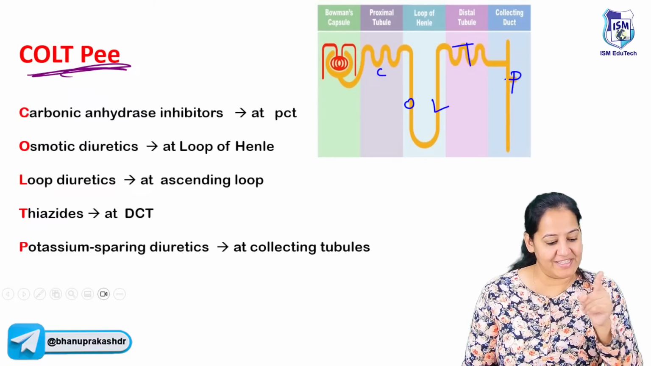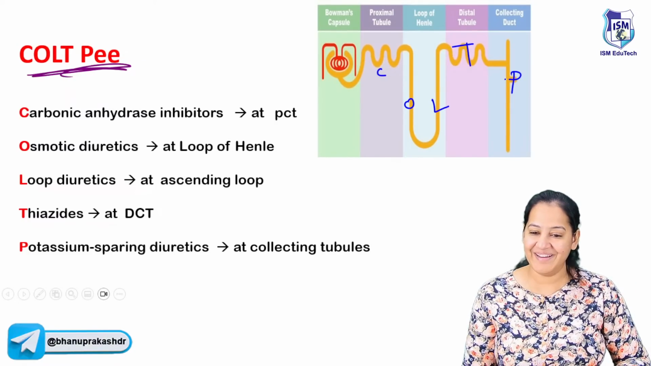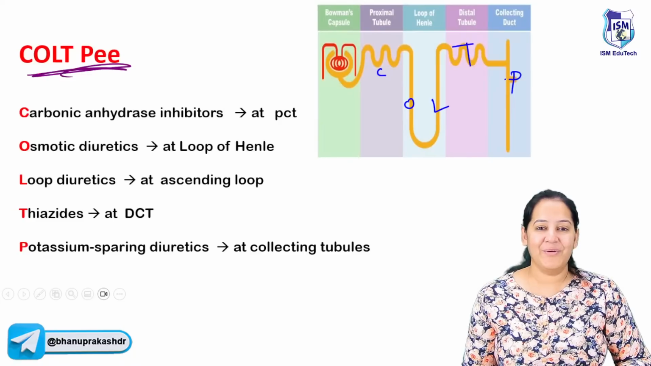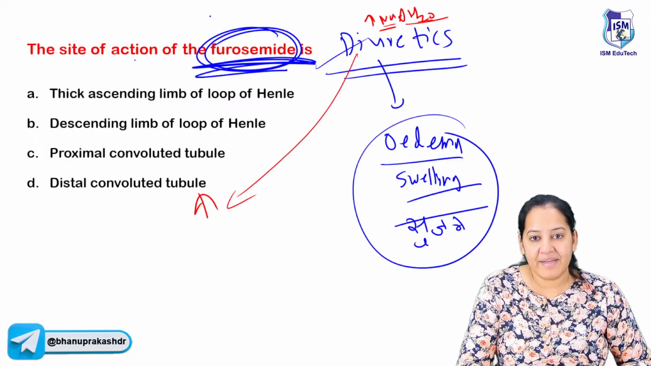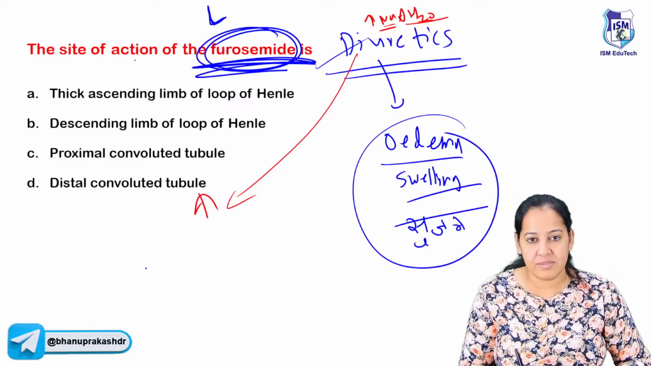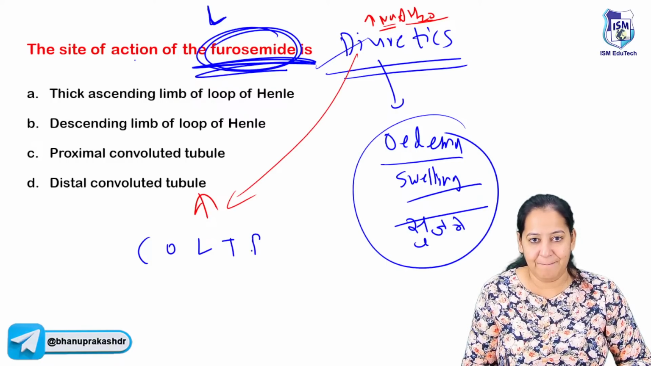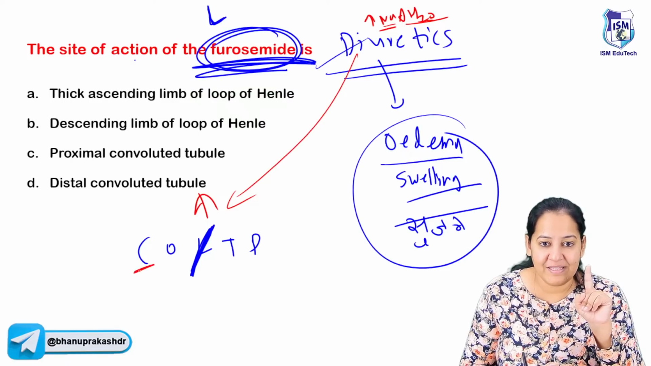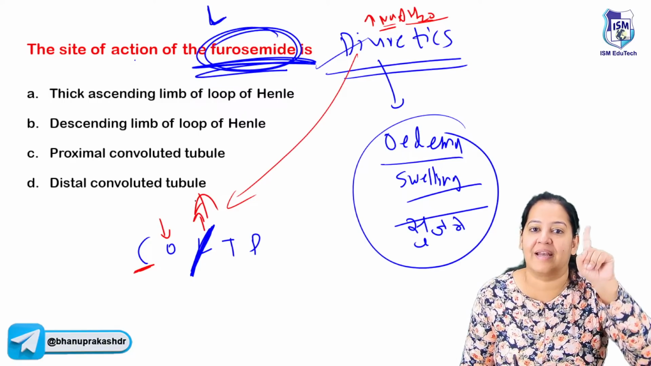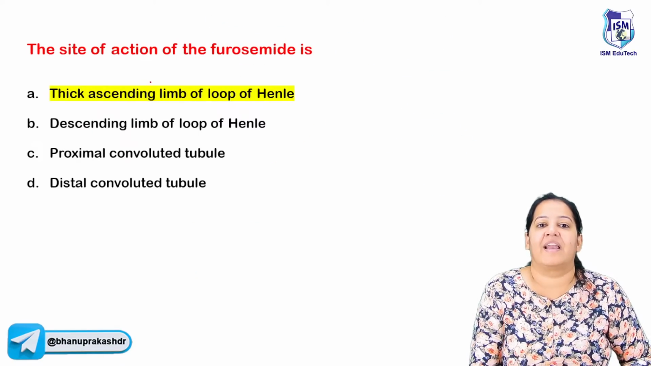So COLTP is the mnemonic. Okay, everyone. Very good. So you can solve your question now. Read the question. I'm asking for furosemide. So furosemide is a loop diuretic. So write down COLTP. They are asking for L. So what is the mechanism of action? What is the site? This is PCT, this is descending limb, this is ascending limb. So my answer is ascending limb of loop of Henle.